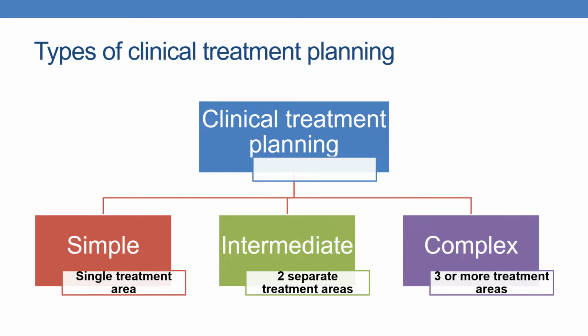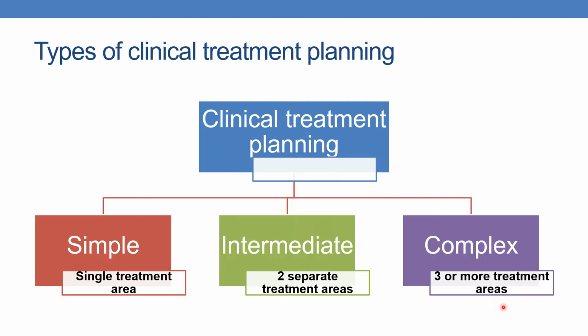Now coming to the types of clinical treatment planning. In the previous slide, we discussed the various areas that must be covered in the process of clinical treatment planning. Based on those areas, clinical treatment planning is divided into three types: simple, intermediate and complex. They have specific definitions that will be dealt with next. As of now, simple means it involves a single treatment area. Intermediate means it involves two separate treatment areas, whereas complex means it involves three or more treatment areas.